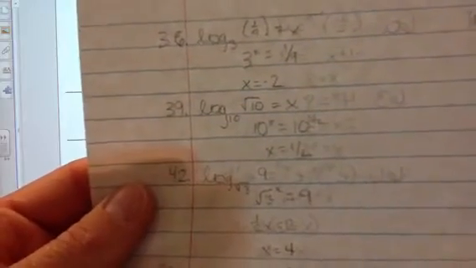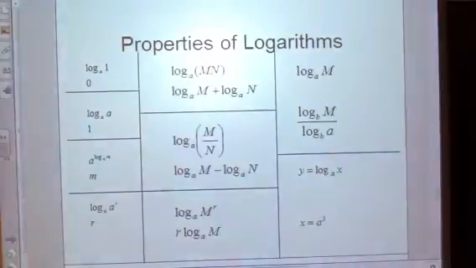39, you get X equals a half. 40, you get X equals 4. 93, you get X equals 3.5. 96 is a half. 99 is 3. 102 is -1/5. 105 is ln 8 minus 5/2. And 108 is -1 plus or minus the square root of 85/2.